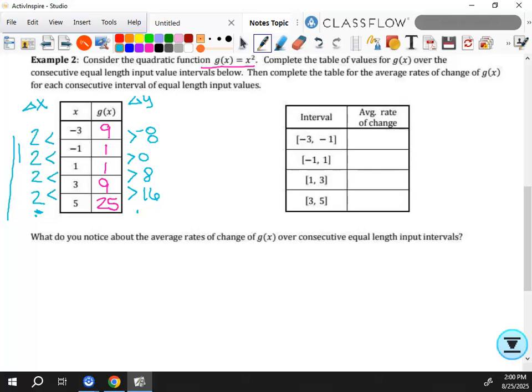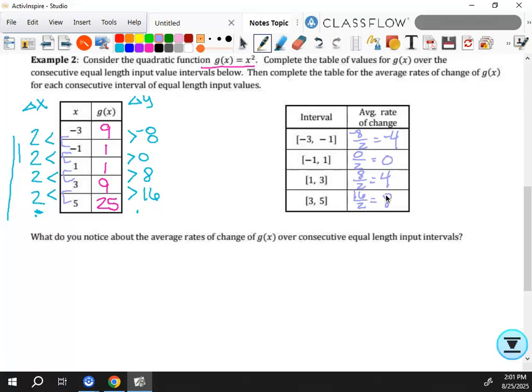Okay. All right. So over here, I'm going from -3 to -1. And so my change in y over my change in x is going to be -8 over 2, which gives me -4. Then when I go from -1 to 1, gives me 0 over 2. What's 0 divided by 2? 0. Then from 1 to 3, I can put 8 over 2, which is 4. And then from 3 to 5, 16 over 2, which is 8.